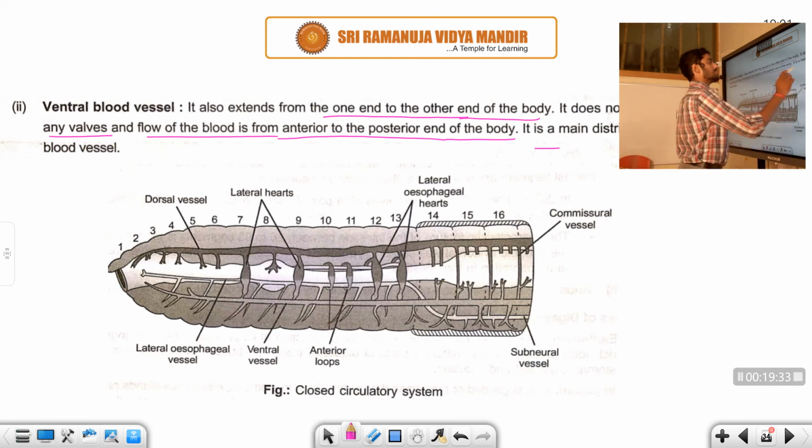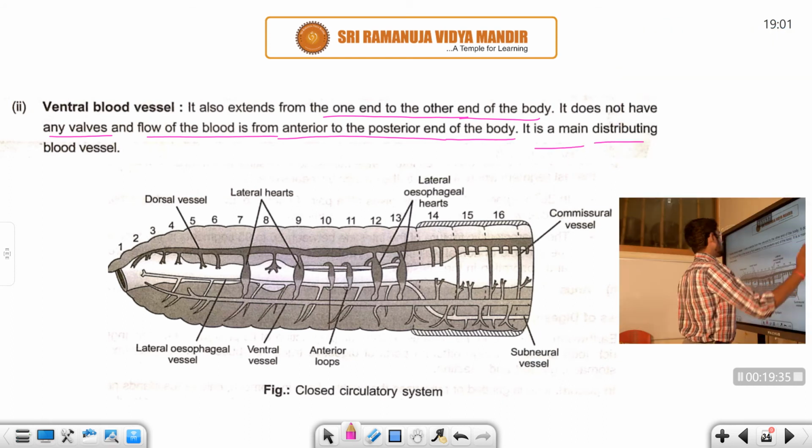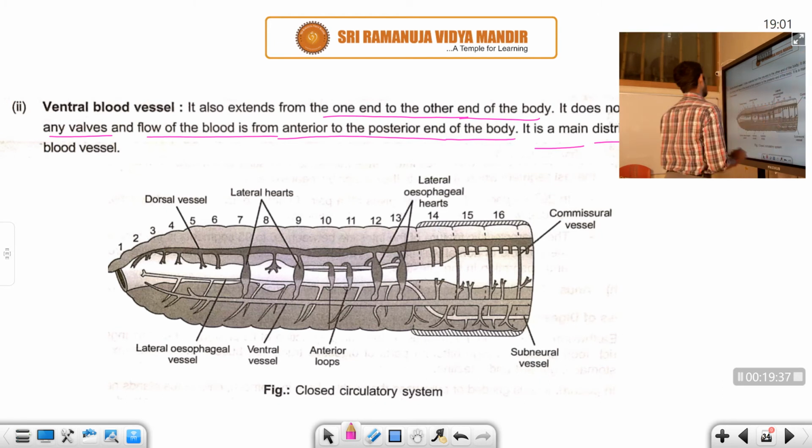It is the main distributing blood vessel. This point is also very important. What is the main distributing blood vessel found in the earthworm? The answer is the ventral blood vessel, right?